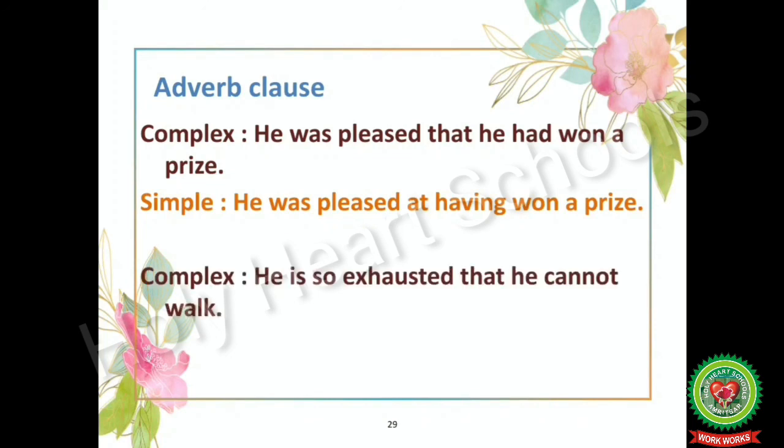Next sentence. He is so exhausted that he cannot walk. Now students, whenever the conjunction so that is used in order to show degree, we can use to and infinitive to convert the complex sentence into simple sentence. Now here we will replace so with too and that plus subject plus cannot will be replaced by to plus first form of the verb. So our answer will be he is too exhausted to walk.